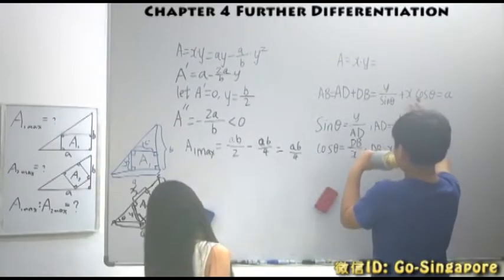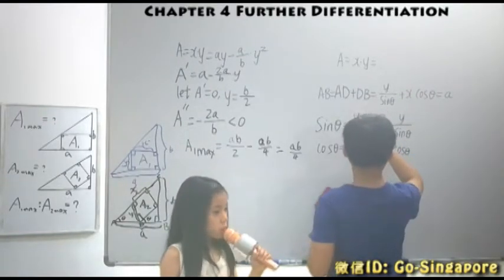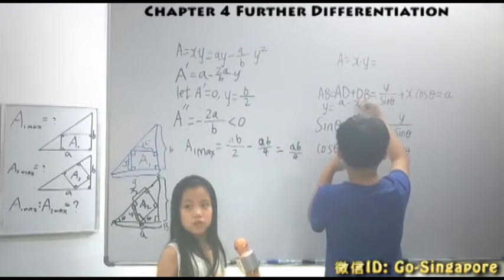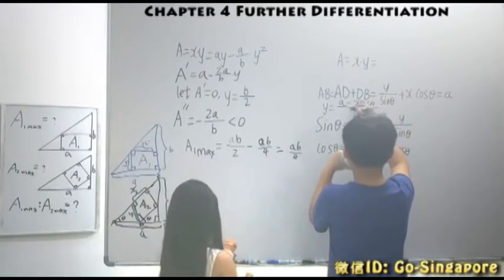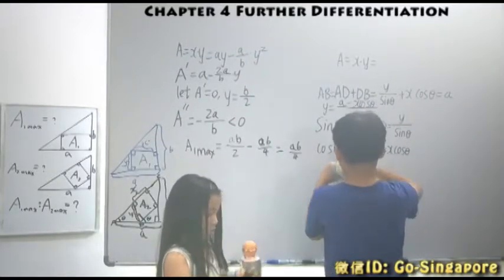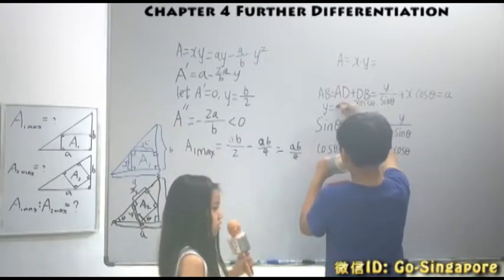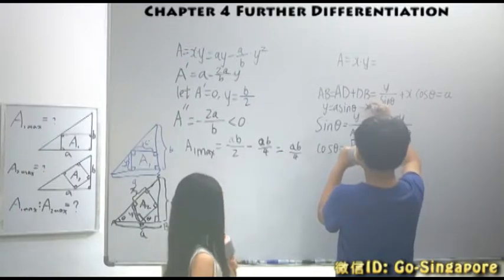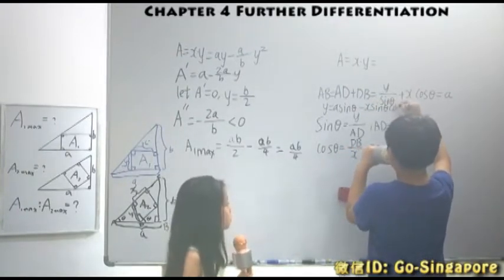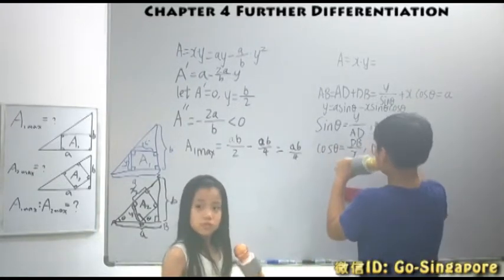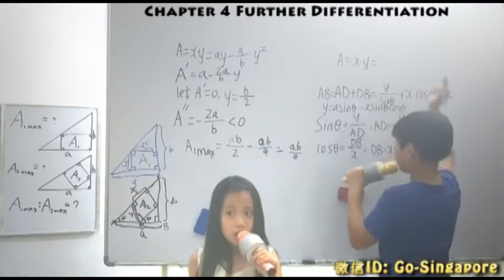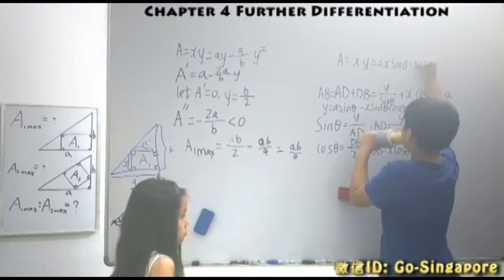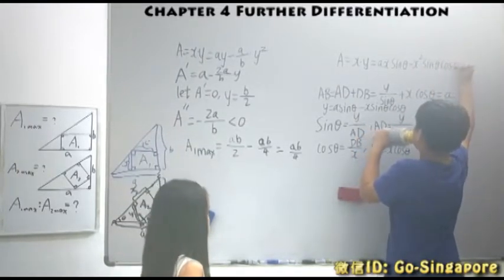Okay, so what do you want, X or Y? We will want Y. Okay, so if you want Y, this is A minus X cosine theta, over sine theta. So that means this is A over sine theta, and here will be minus X sine theta cosine theta. Correct? Correct. So we found Y. Can we sub in? Yes. So this is AX over sine theta, minus X squared sine theta cosine theta.